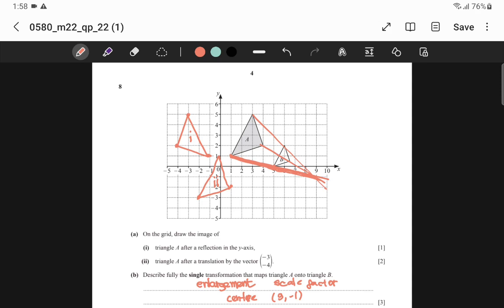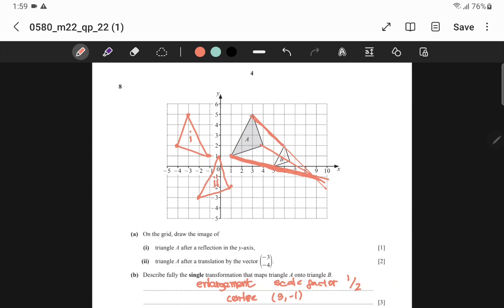Half, yeah. 2 times half is 1, right? So the scale factor is half. The same thing like this one. Look, this one to this one is like 1 unit. It comes from how many boxes? 3 boxes horizontally, 3 boxes vertically.